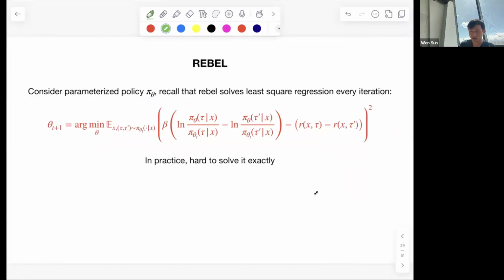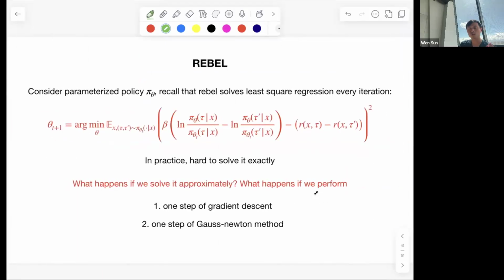Okay, how to solve it exactly? Now, what are we trying to investigate here is what happens if we just solve it approximately. And more concretely, what happens if we perform the following two things? First, what if we're just happy about minimizing this objective function by just one step of gradient descent on the parameter theta? That's not a very good optimizer. One step of gradient descent can't really minimize the objective function too well. But let's say we are happy about that. Let's say we just want to do one step of gradient descent on the objective function and move on to the next iteration. What happens?